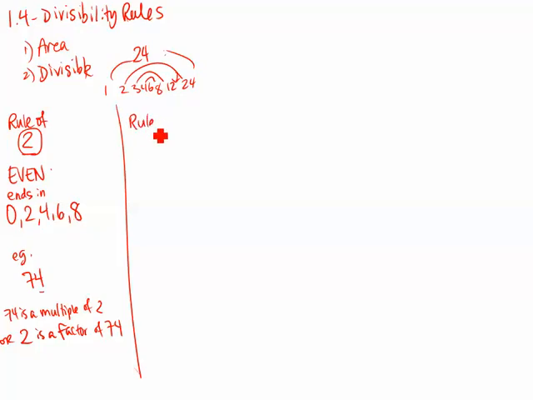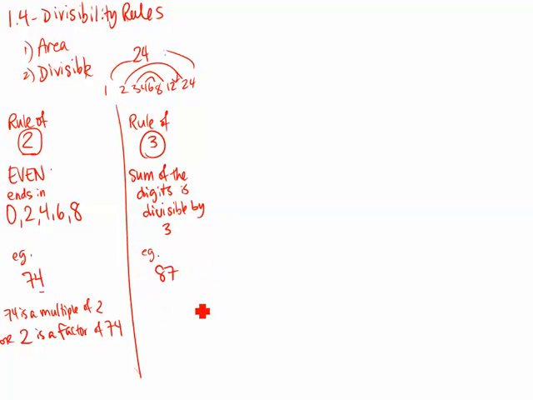The rule of 3 is pretty cool, and what it is, is that the sum of the digits is divisible by 3. Which means if we add up the numbers, and if the numbers add up to a multiple of 3, then the original number is a multiple of 3. So let's take another example, and let's take the number 87. 87 is not a multiple of 2 because it's not an even number.